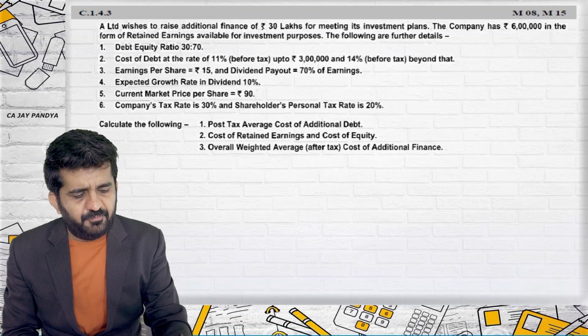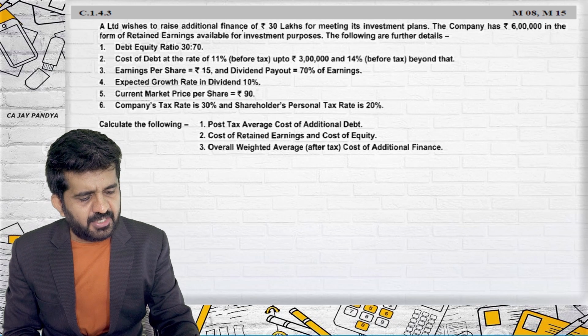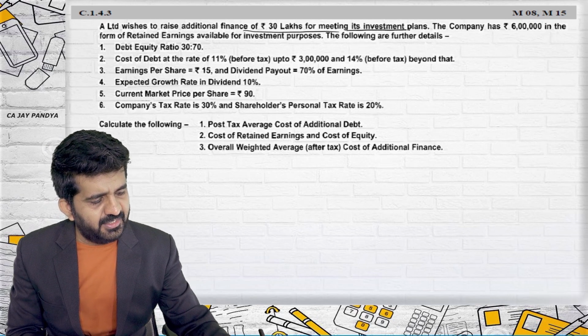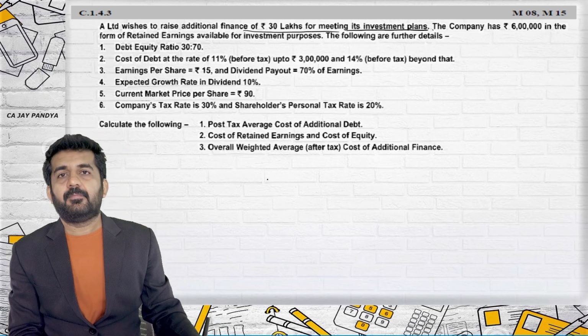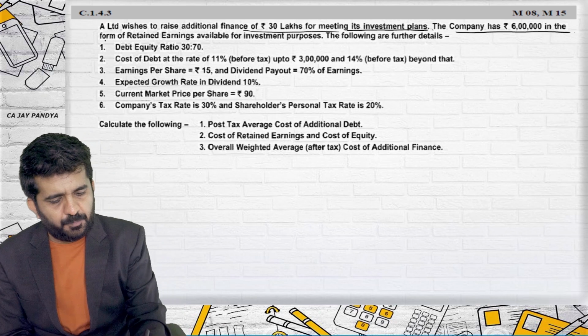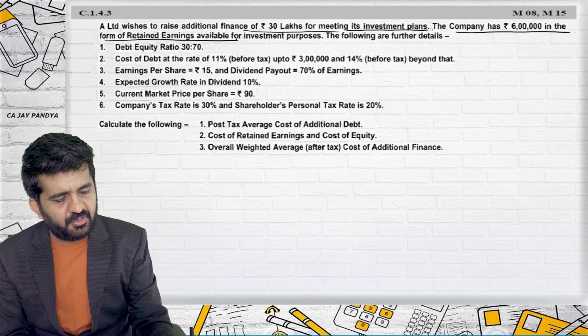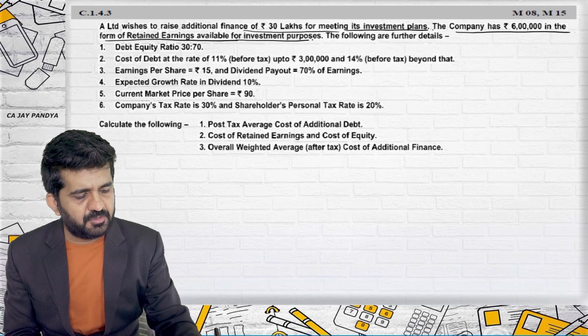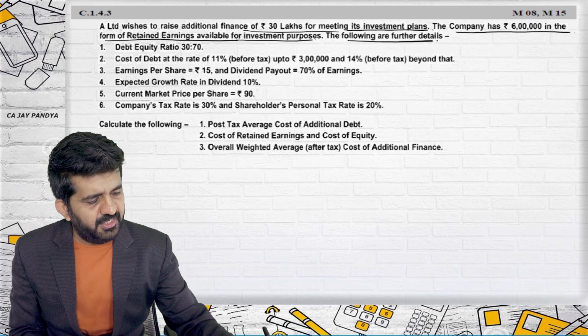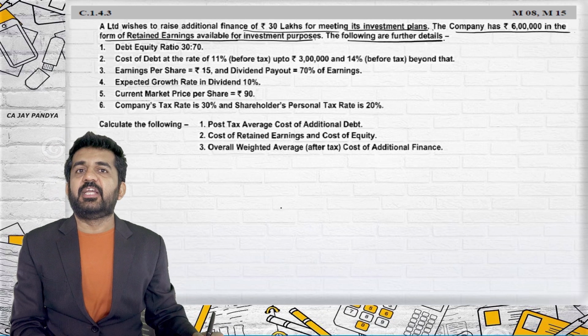A Limited wishes to raise additional capital of 30 lakhs for meeting its investment plan. The company has 6 lakhs rupees in retained earnings available for investment purpose. The following are further details.